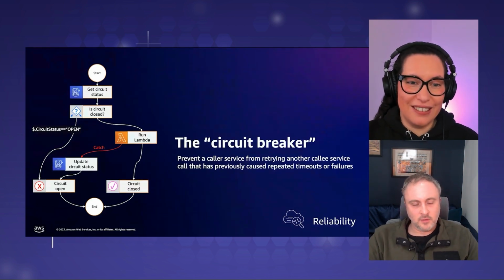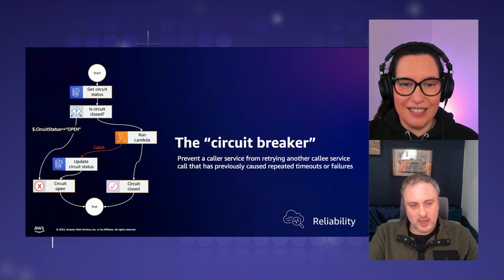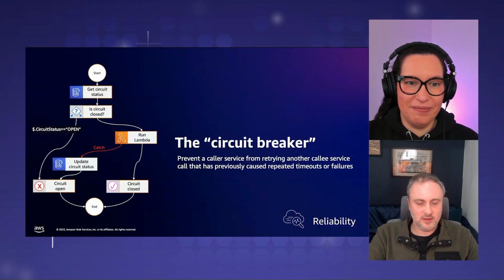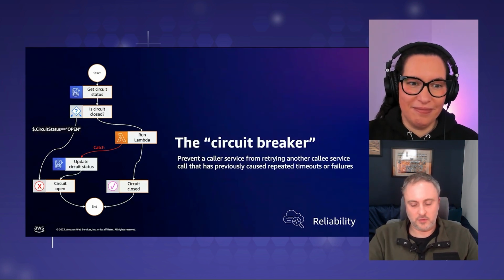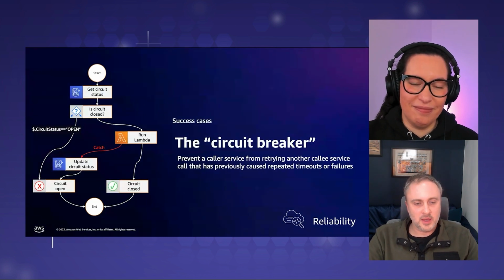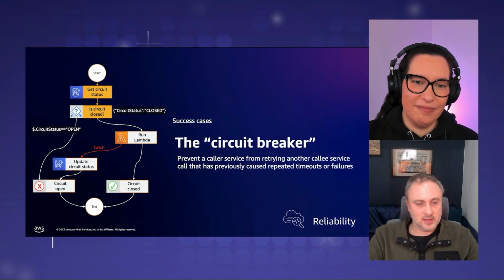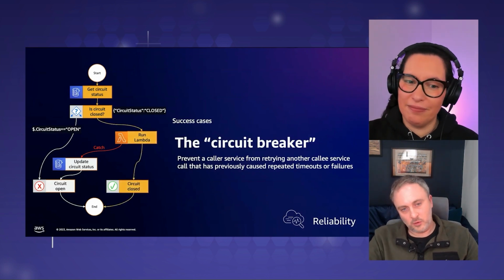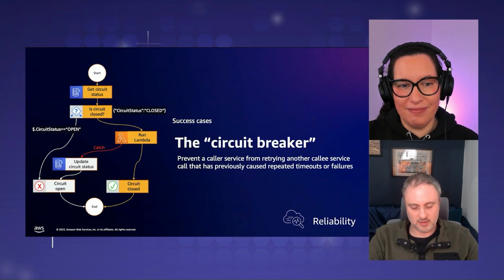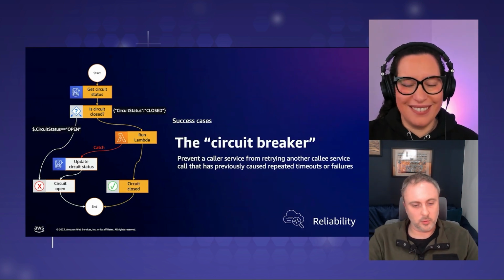Yeah, exactly. So what you do here is you have something that maintains the state of your circuit or the state of your application. So in this example, it's a DynamoDB table, right? So the first thing your workflow does is it checks with that DynamoDB table, gets the status back, and then it uses a choice state to say, is my circuit closed? Is my application good? And if it is, then it can go ahead and make that HTTP call or whatever it is. In this case, it's a Lambda function just for example purposes.